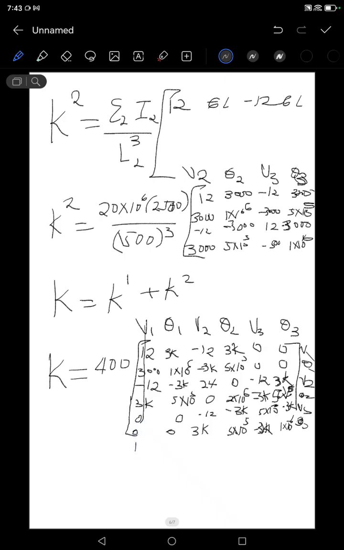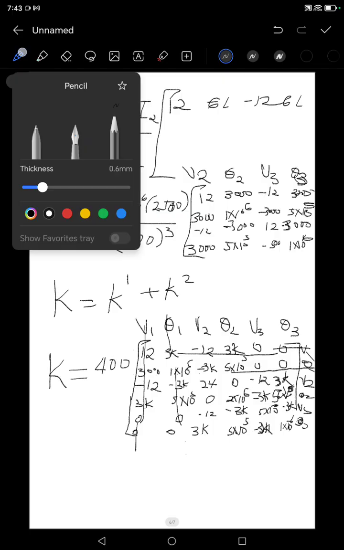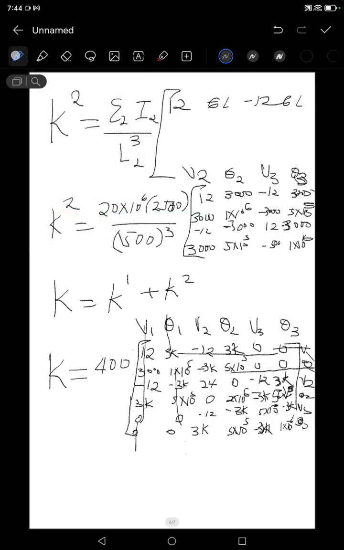V1 is equal to 0, so we're going to cancel it wherever there's V1. And theta 1 is also equal to 0, so we cancel it. So V1 and V1, theta 1 and theta 1, we cancel. And also V3 is equal to 0, so we cancel V3 here. So we're left with V2, theta 2, and theta 3.